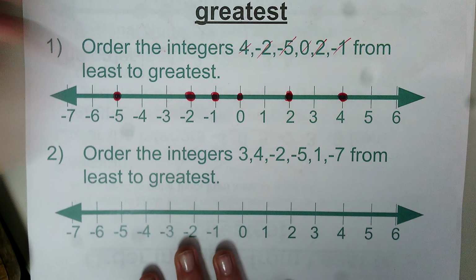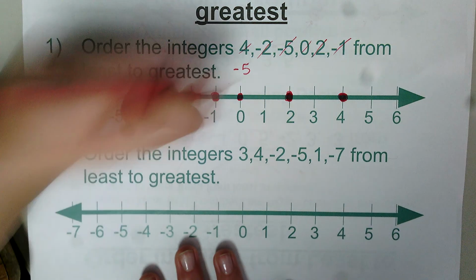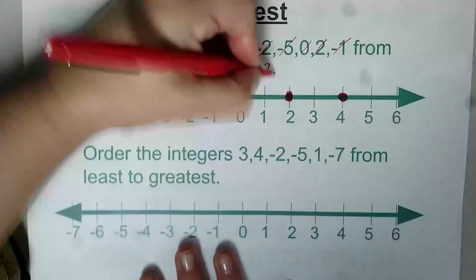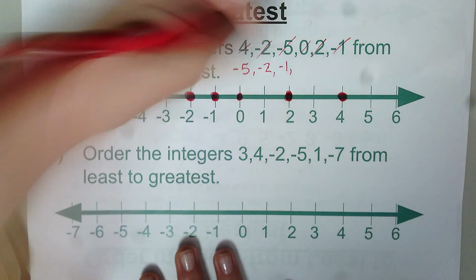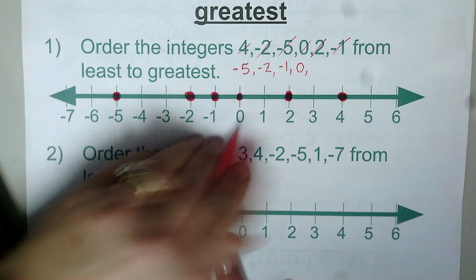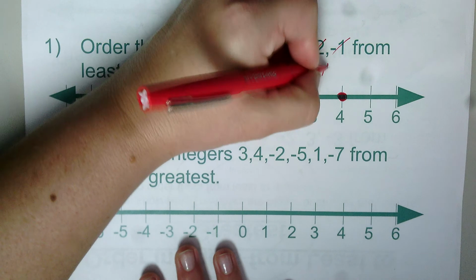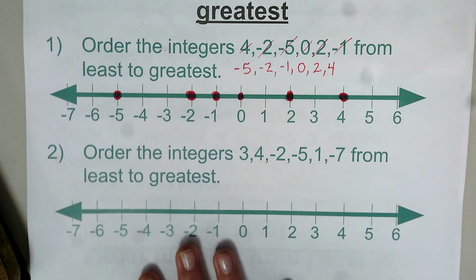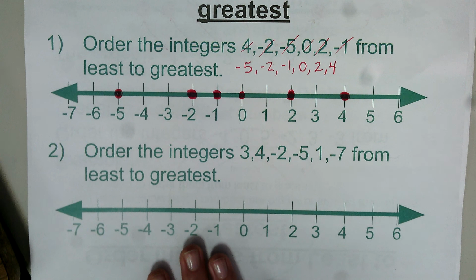So I'm going to start with -5, then -2, then -1, then 0, then +2, then +4. And I have successfully ordered my integers from least to greatest using my number line.